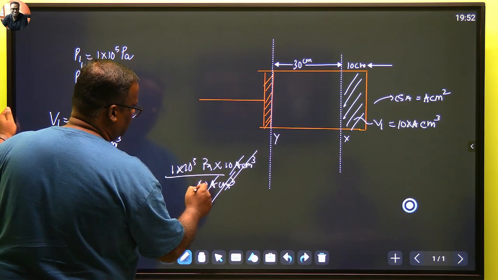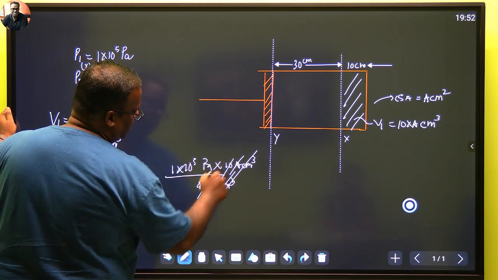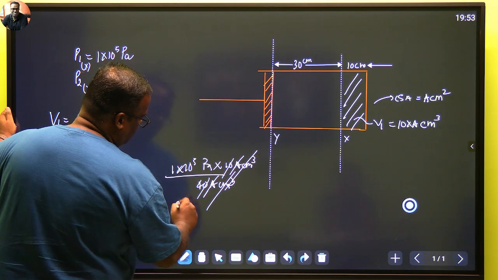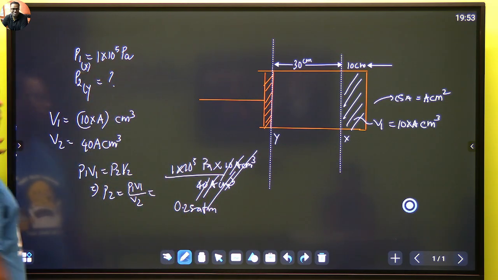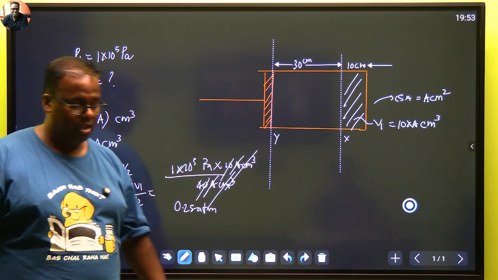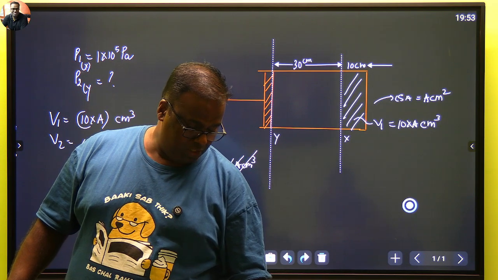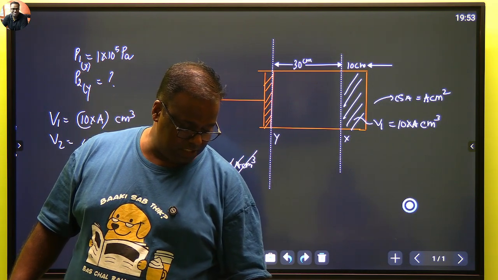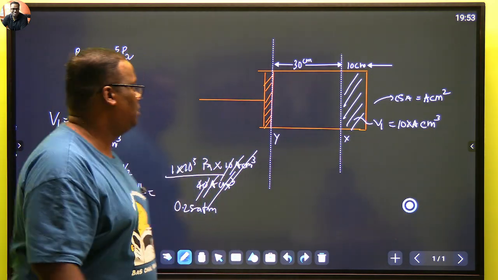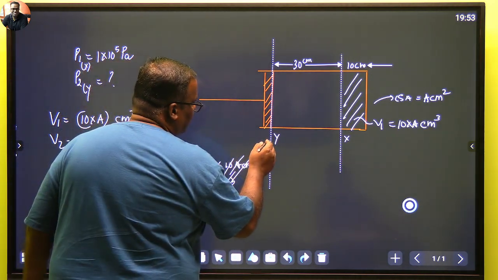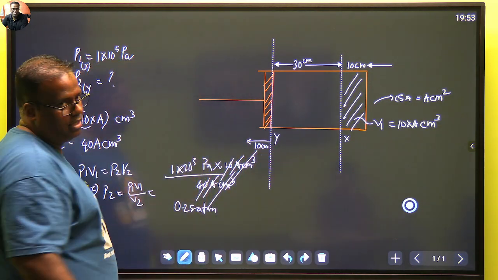0 takes away 40 means 4. 0 takes away 10, so 1 upon 4, it is 0.25 atmosphere. Or you can say 0.25 into 10 to the power 5. Very good. Next part of the question is the air pressure when the piston has moved further 10 centimeter to left of y. The piston has now moved further 10 centimeter, it has gone to the left of y.